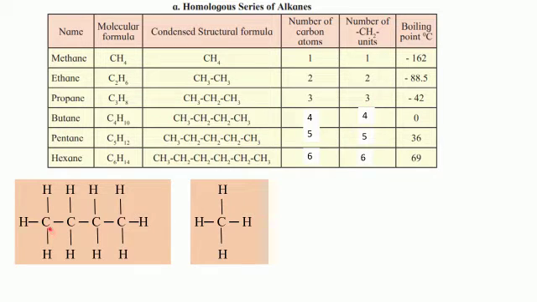Butane, here one more example is given to you. 1, 2, 3 and 4 carbon atoms are there and 10 hydrogen. So it's butane. Here if you count, this is 1 CH2 unit, this is second, third and fourth. So there are 4 CH2 units in butane. Pentane will have 5 and hexane will have 6 CH2 units. So this is how we count the CH2 units. Boiling point has been given. We know that the carbon compounds have got low melting and boiling points.